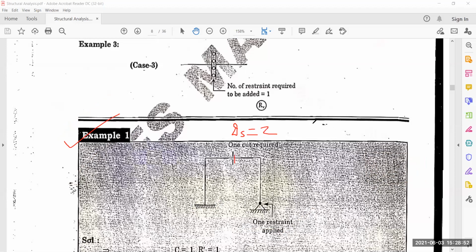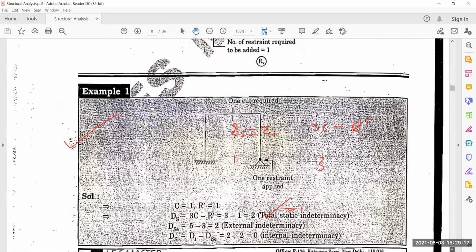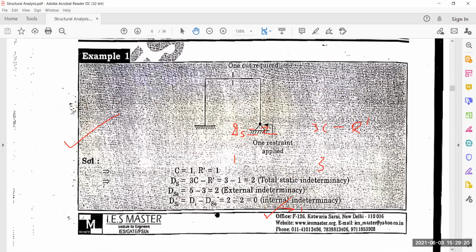I think you apply one cut here. That means you apply your basic equation 3C minus R dash. Here you find hinges available, so you apply one constraint or one restraint here. So 3 into 1, you all get answer 2. Here your answer comes out to be 2. Okay, good.